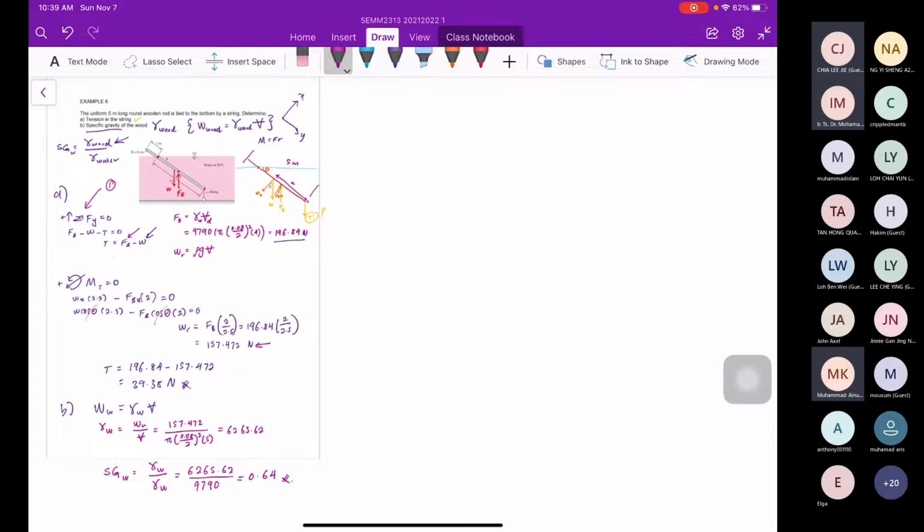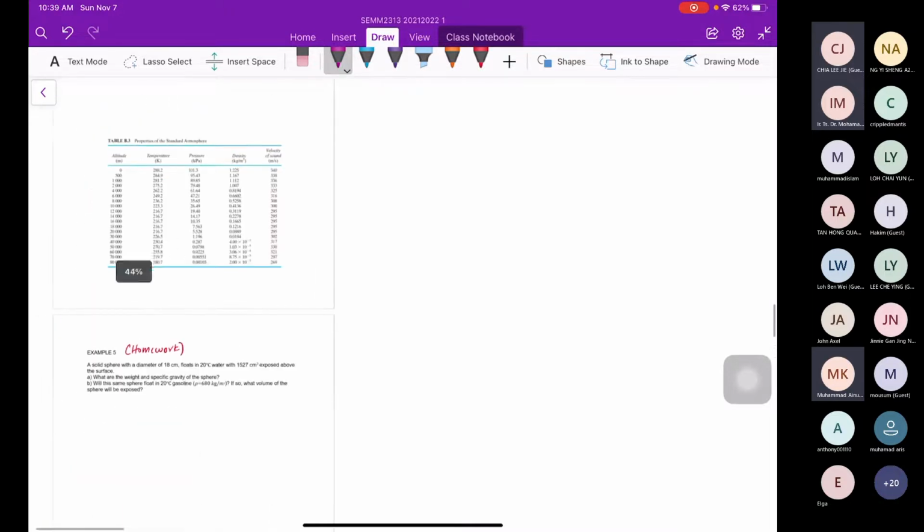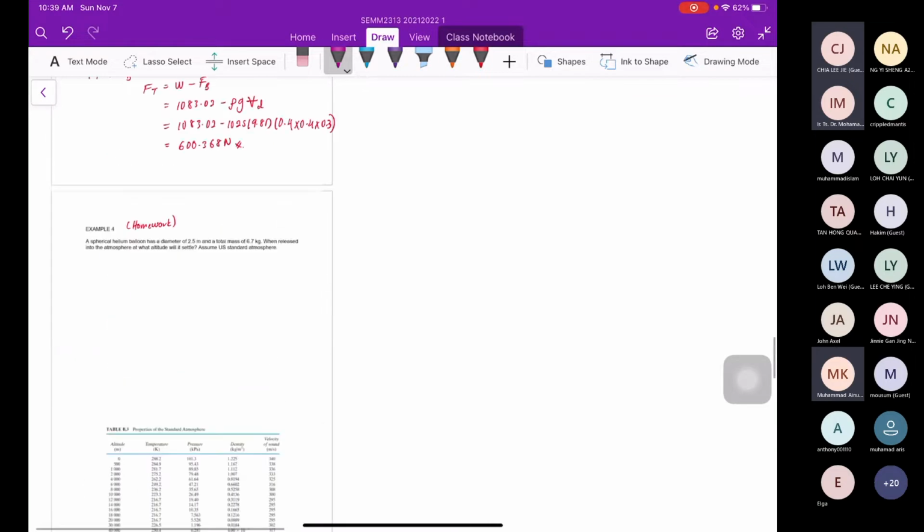Okay, let's proceed on the next part. The stability of completely submerged body. I give you the homework. Later on, I will share you the solution. Okay, 5, 4 and 5.